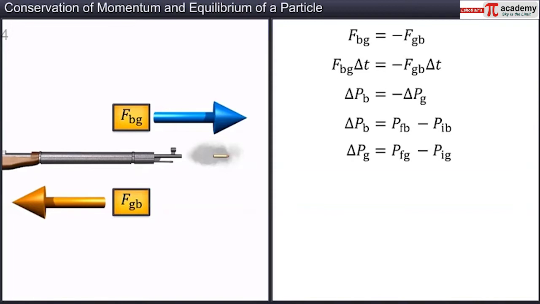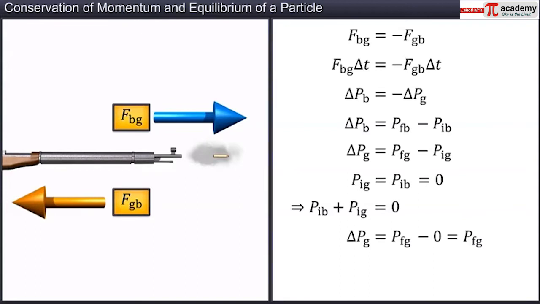Initially, the gun and the bullet are at rest. Hence, their initial momenta Pig and Pib are zero. This indicates that the total momentum of the gun and the bullet as a system is zero. As the initial momentum of the gun and the bullet is zero, the change in momentum of the bullet and the gun is equal to their final momentum Pfg and Pfb respectively.